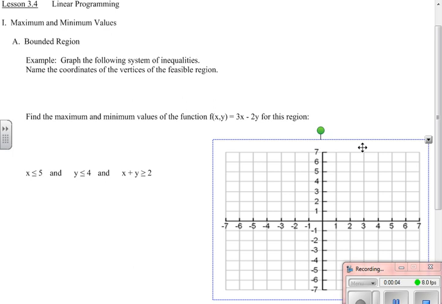So today's lesson on 3.4 is called linear programming, which is basically a fancy word about dealing with systems of equations and inequalities. So a couple of things that we're going to talk about with these systems is we are going to talk about maximum and minimum values.